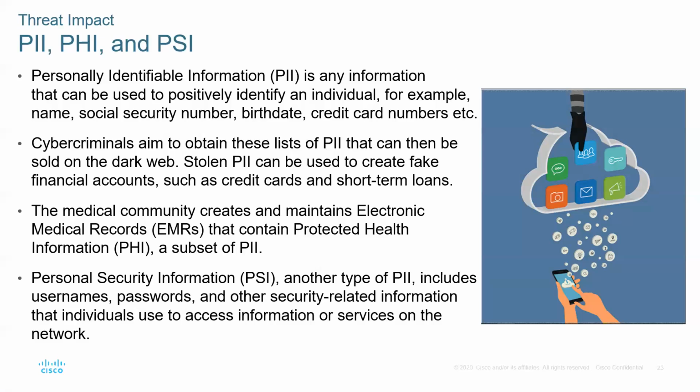One of the other major ones that's important is going to be your EMRs, or your electronic medical records. Those also contain protected health information, which is a subset of PII. You also have PSI, which is just your personal security information. This is all your usernames, passwords, and security-related information. So if you guys have done this, you guys know a little bit about passwords. I'm assuming you know how to do better passwords.